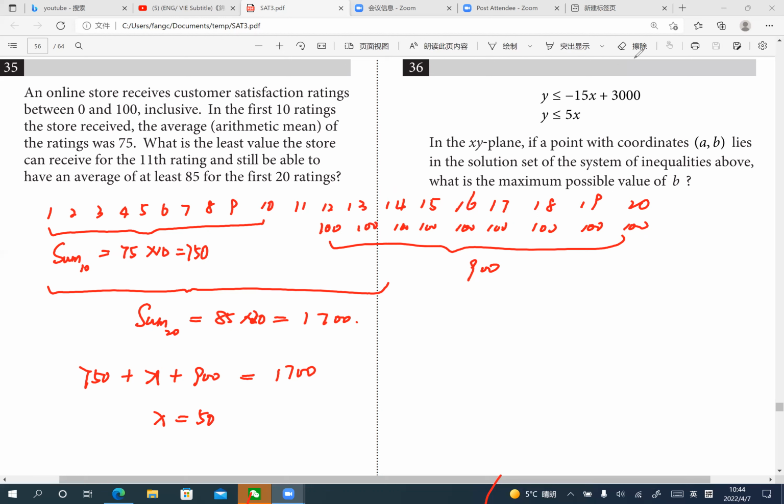Continue. What is the least value the store can receive for the 11th rating and still be able to have an average of at least 85 for the first 20 ratings? So from the last sentence, we know the sum of the 20 ratings should be equal to the mean times 20. So the mean, 85, times 20 is 1,700.